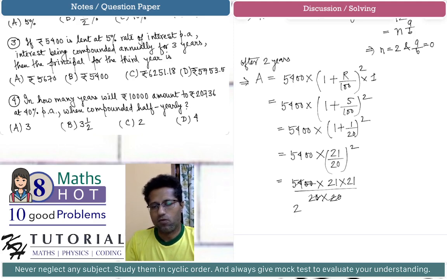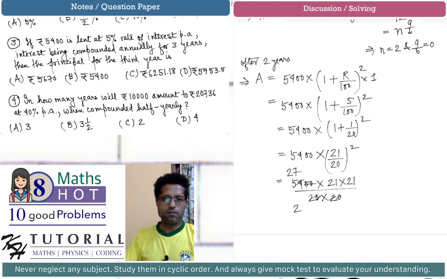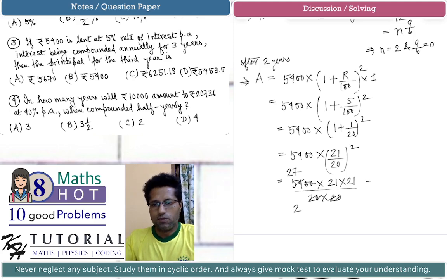2, 4 and 27. So this is equal to, how much is, I am using again the calculator, I am really sorry for this. 21 multiplied by 21 multiplied by 27 is equal to... 21 multiplied by 21 is equal to 441, multiplied by 27 is equal to 11907, divided by 2, which is equal to 5953.5.